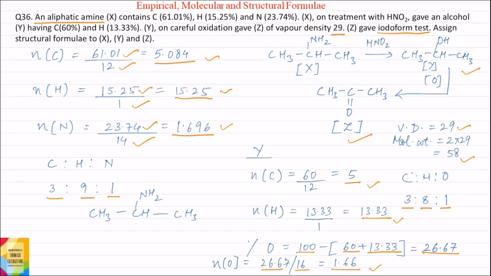Now the OH group in Y is attached to a secondary carbon, so Y is a secondary alcohol. Therefore X, the amine, which on treatment with HNO2 gives this secondary alcohol, must have an NH2 group on the secondary carbon, and therefore the structure of X will be CH3CHNH2CH3. So X is CH3CHNH2CH3, Y is CH3CHOHCH3, and Z is CH3COCH3.